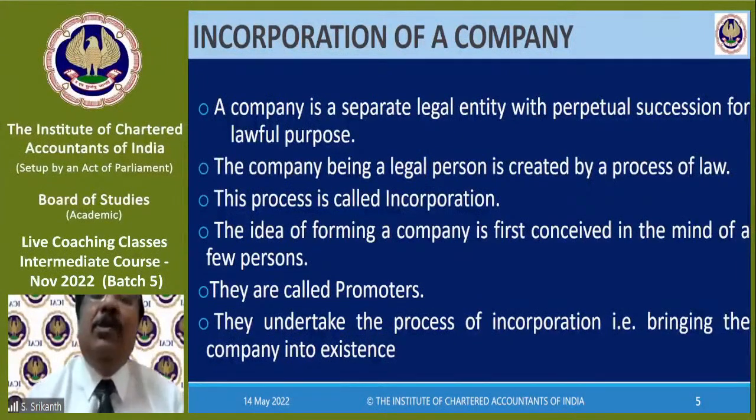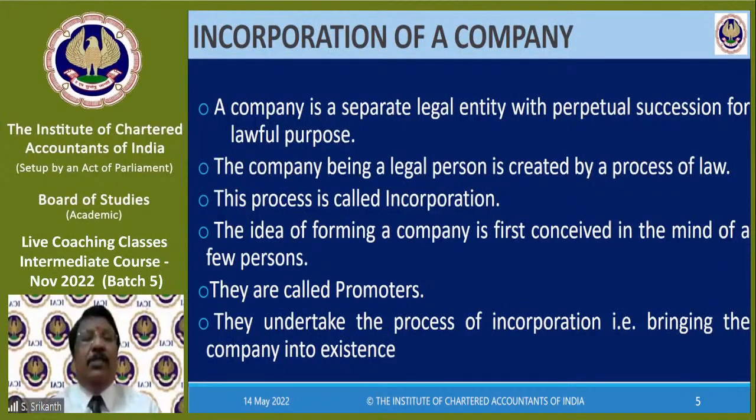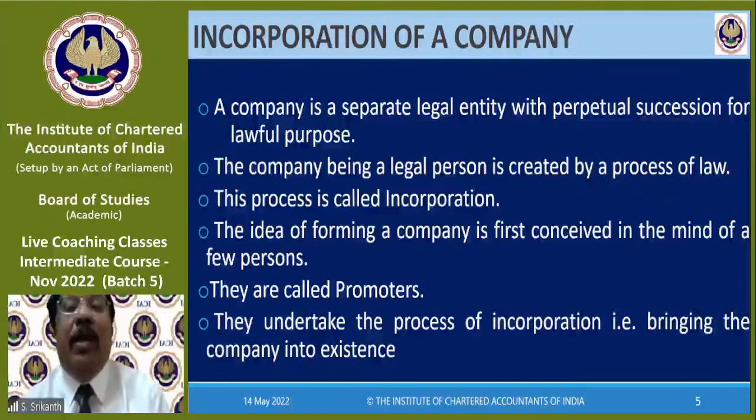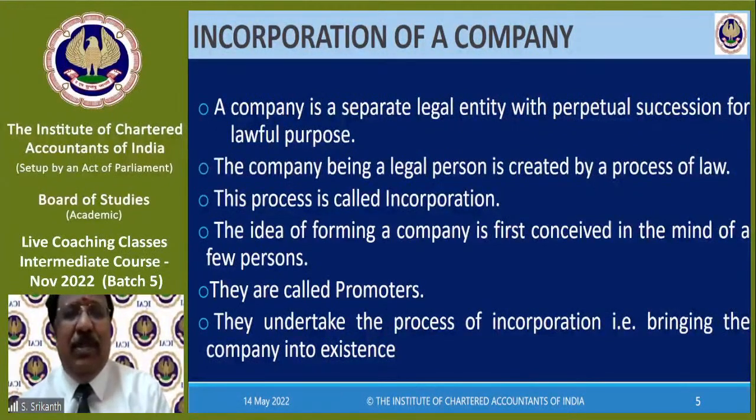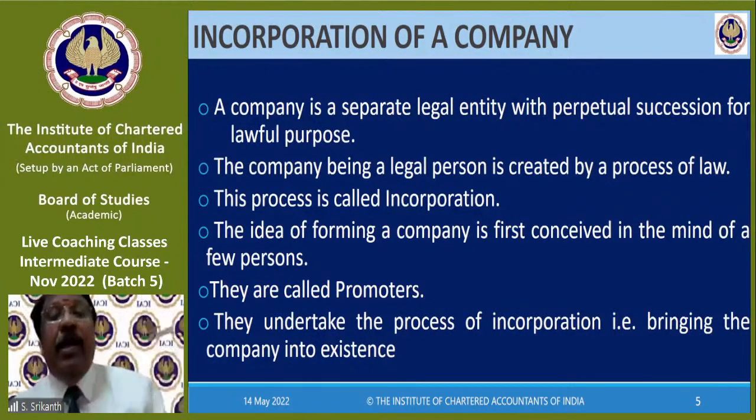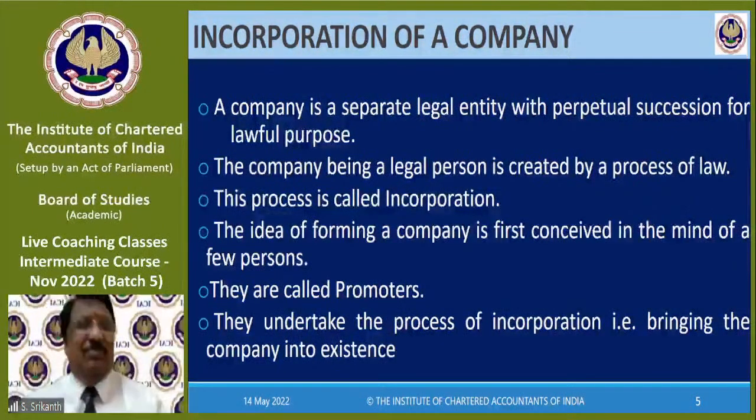And it has perpetual succession, which means companies cannot die just because all the shareholders die. A partnership comes to an end if all the partners die. A sole proprietorship comes to an end when the sole proprietor dies. But a company will not come to an end because shareholders die, because their legal heirs will take over. Automatically, their legal heirs will step into their shoes. But the company as a separate legal entity will continue.